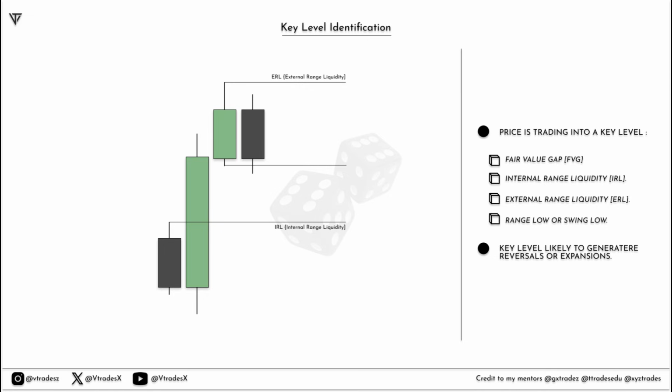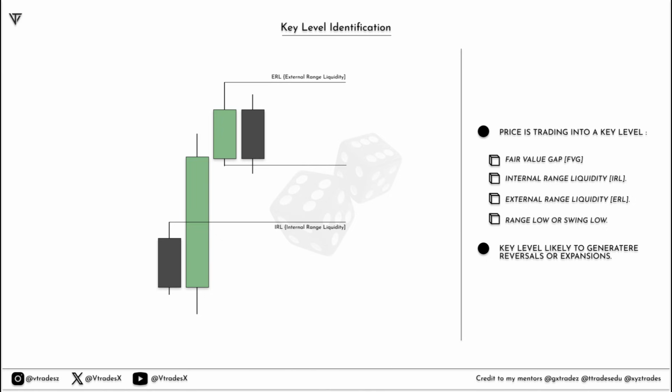Everything starts with key levels. And if you take nothing else from this video, take this. If price is not at a key level, there is no trade. The key levels I care about are pretty simple. External range liquidity, internal range liquidity, fair value gaps, range highs, range lows, swing highs and swing lows. That's it. Price needs to be trading into one of these areas. If price is just floating in the middle of nowhere, I'm not touching it.